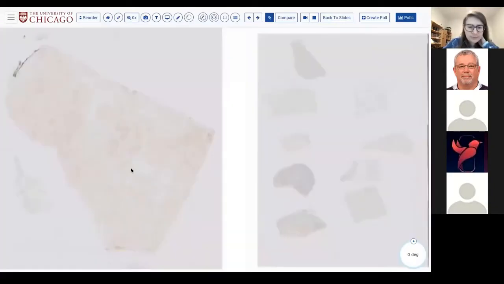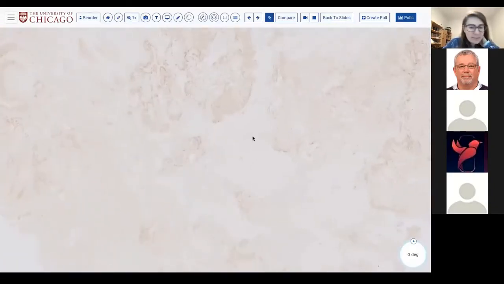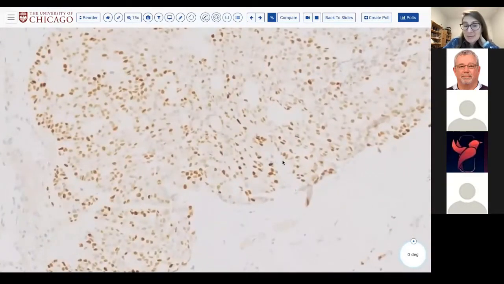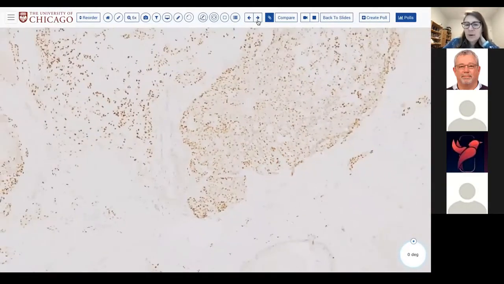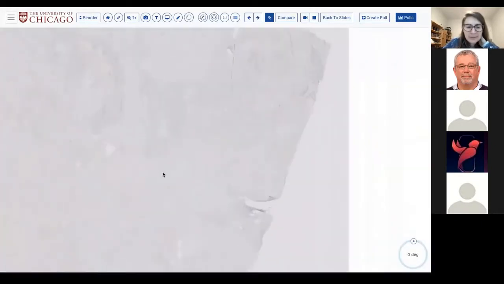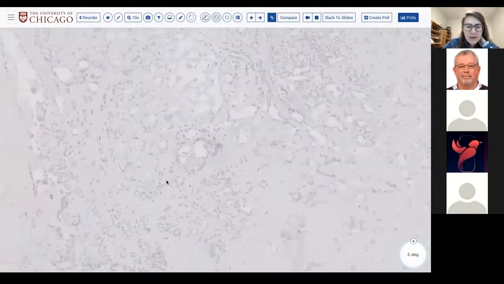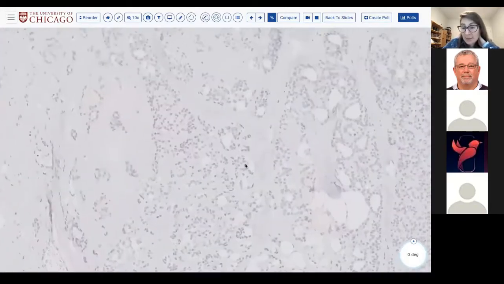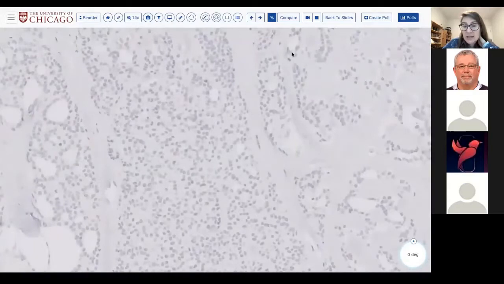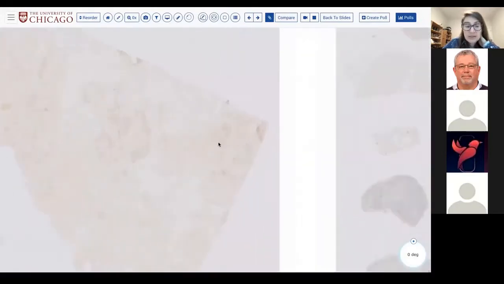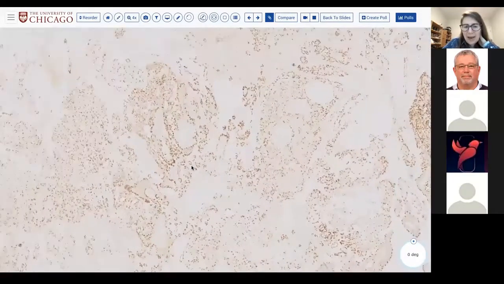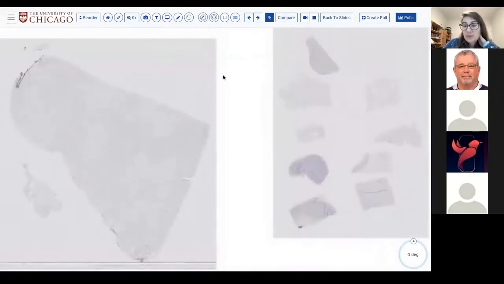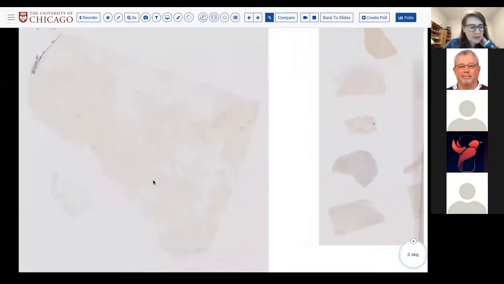So here is your P63, and this is what I'm trying to get at. Hey, P63 positive, cool, it's biphasic. Well, here's your P40. Very drastically different. P40 does not really highlight any myoepithelial or basal cell layer in this neoplasm, whereas the P63 was really wackily strong. So this is why P63 is not specific and P40 is. I think you can see where I'm going with this.